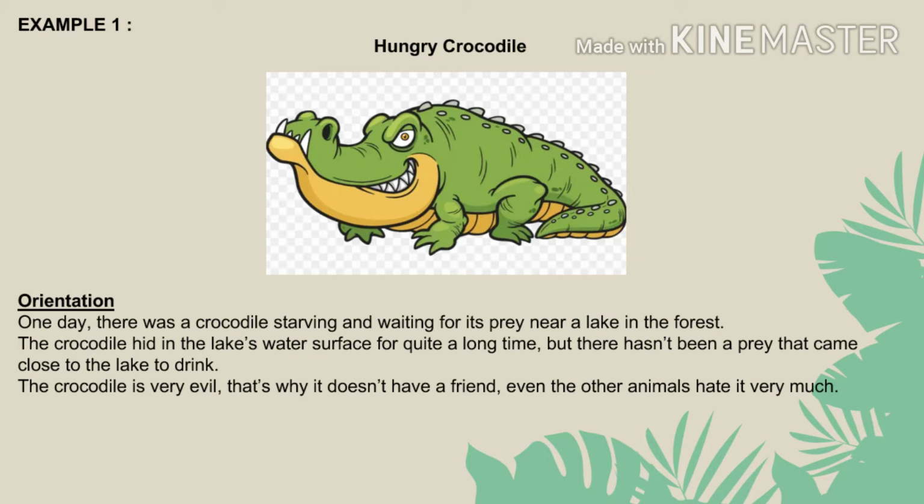Okay, next, example of narrative text. Hungry crocodile. Orientation. One day, there was a crocodile observing and waiting for its prey near a lake in the forest. The crocodile hid in the lake's water surface for quite a long time, but there was not a prey that came close to the lake to drink. The crocodile is very evil, that's why it does not have a friend. Even the other animals hate it very much.